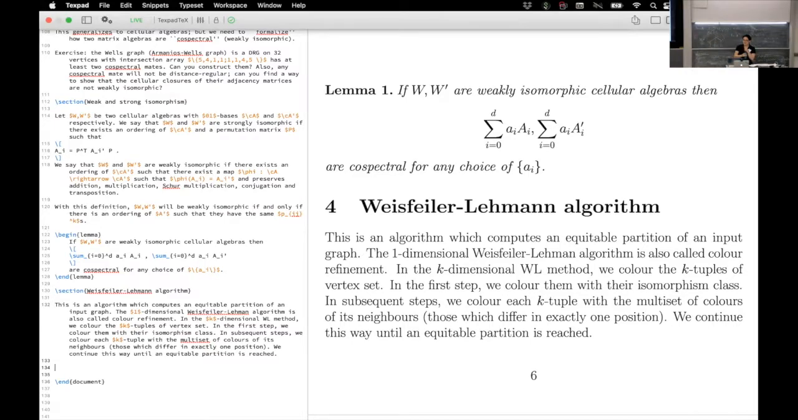Is this polynomial time as k grows? I believe it's polynomial, sorry, it's polynomial in the size of the graph. Yeah, k has to be fixed. And if you choose k to be n, then you can definitely distinguish the graphs because the first step is to color with the isomorphism class. So that will definitely work. But the time will be very long.